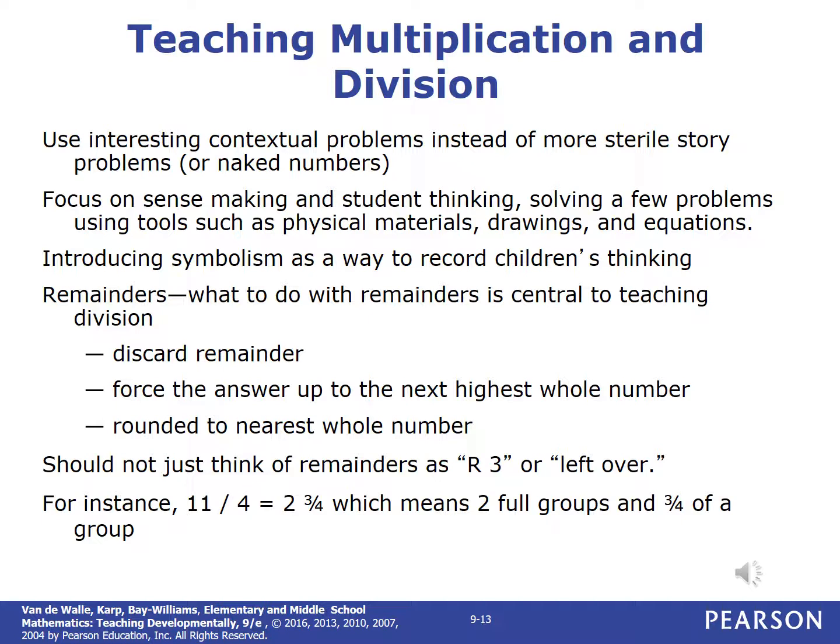But remainders have an interesting place in mathematics, and they can do one of 3 things. Sometimes we have to discard the remainder. Sometimes we have to force the answer up to the next highest whole number, and sometimes we have to round to the nearest whole number. And it's going to be important that you show students when these different scenarios will arise and within what context so that they can really understand what a remainder does.